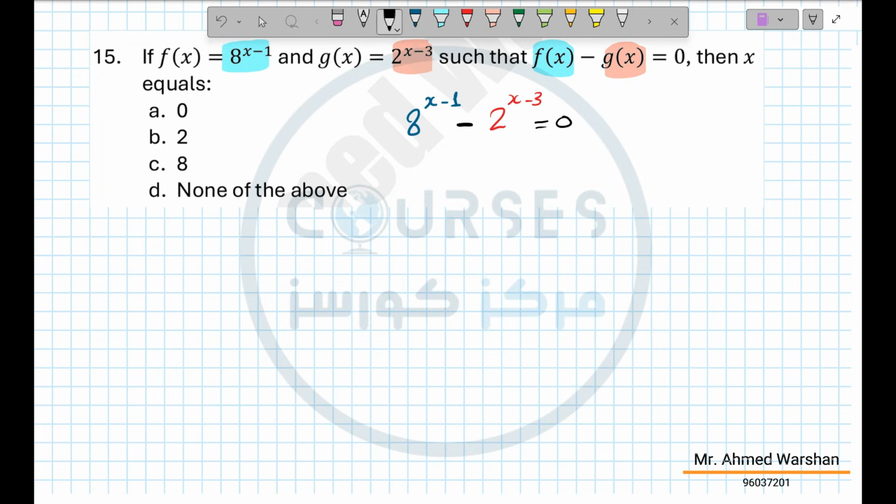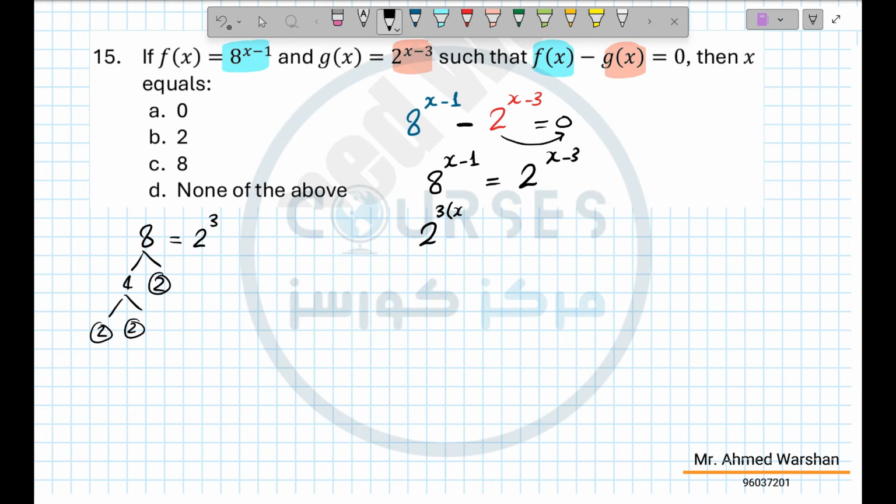It looks like an exponential equation, so you need only one term on each side. Send this to the other side. So now you have 8 to the power of x minus 1 equals 2 to the power of x minus 3. The 8 can be written as a power of 2. If we factor the 8, that's 4 times 2, and 4 is 2 times 2. We found out that the 8 is actually 2 to the power of 3. So that will be 2 to the power of 3 times x minus 1 equals 2 to the power of x minus 3. Cancel the 2 with the 2, distribute these.